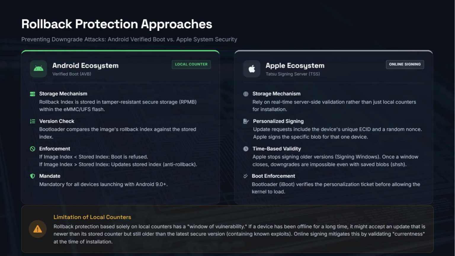For example, Android devices use Android verified boot, which stores a rollback index in secure storage such as the replay-protected memory block within flash storage. During startup, the bootloader compares the version number of the firmware image with the stored rollback index. If the firmware version is older than the stored value, the system refuses to boot. If the firmware is newer, the rollback index is updated to reflect the latest version. This mechanism ensures that devices cannot be downgraded to vulnerable software versions.